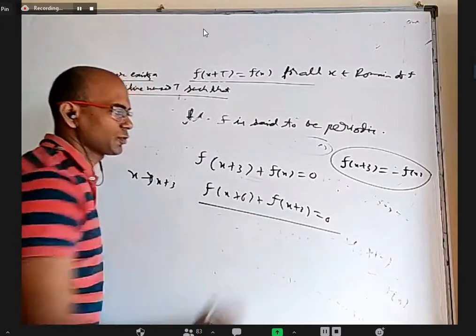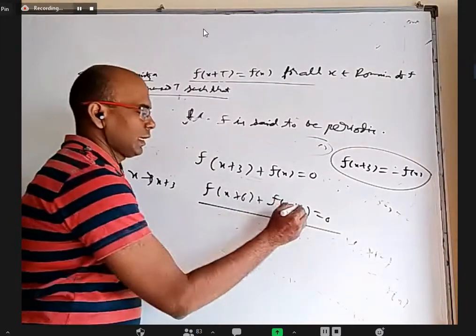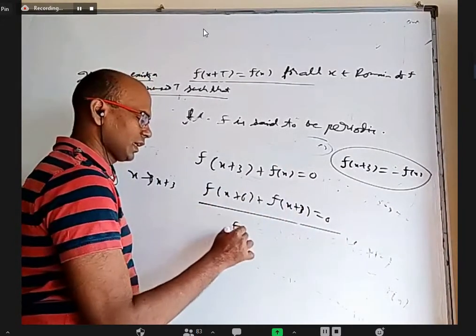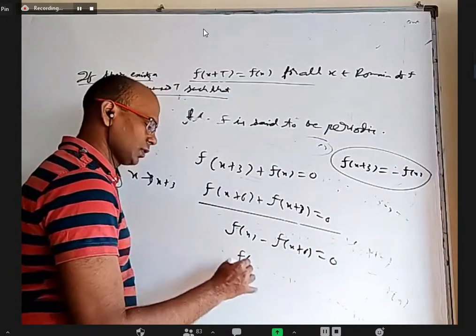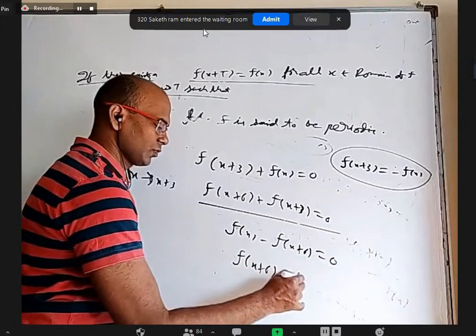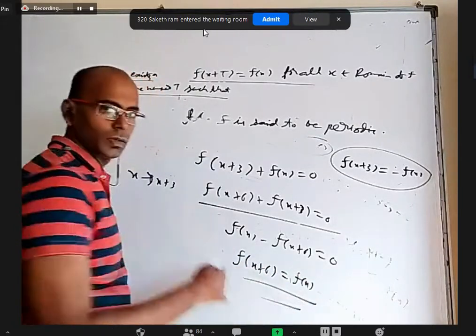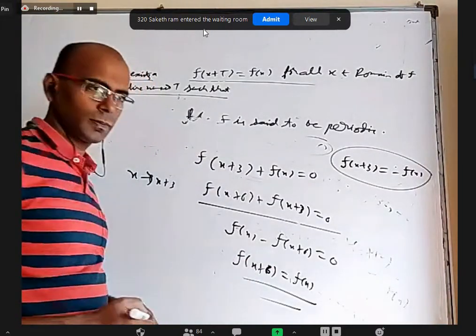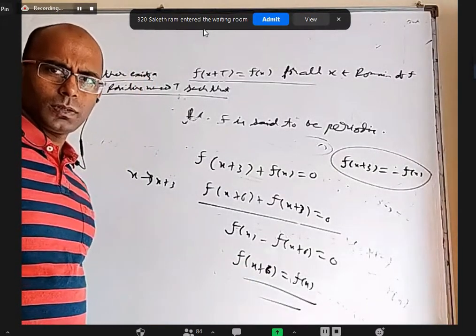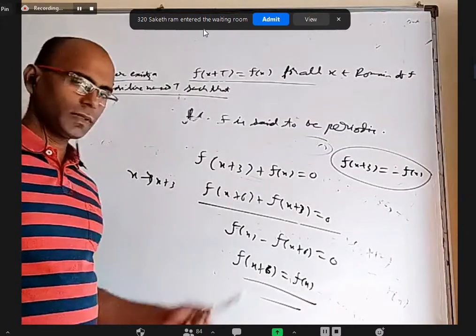I wrote x as x plus 3 here, x as x plus 6. Now subtract these two. Then this and this will cancel. You will get f of x minus f of x plus 6 equal to 0. That is f of x plus 6 equal to f of x. Now, what is the period of this function? By looking at this, f of x plus 6 equals f of x. 6 is the period, right?